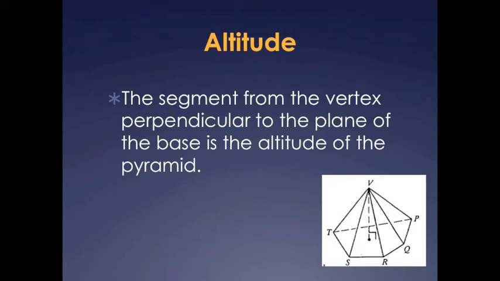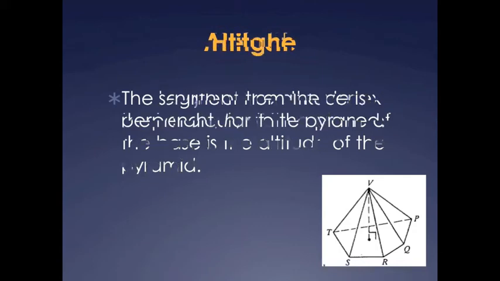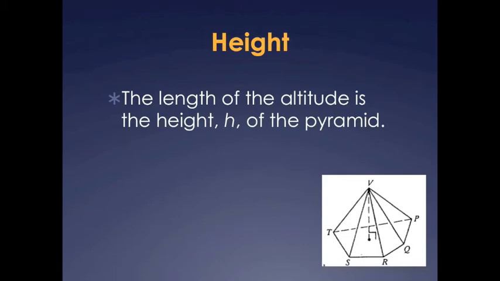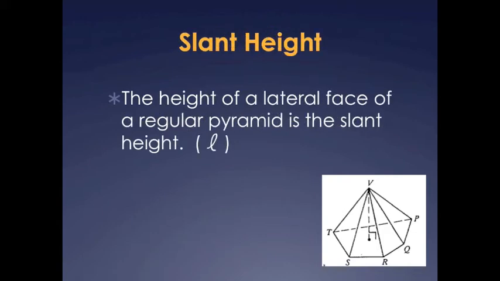Altitude is the segment from the vertex perpendicular to the plane of the base. That is the altitude of the pyramid. The height is the length of the altitude, so it's how tall it is. My slant height is the height of a lateral face of a regular pyramid, so SV could be a slant height.